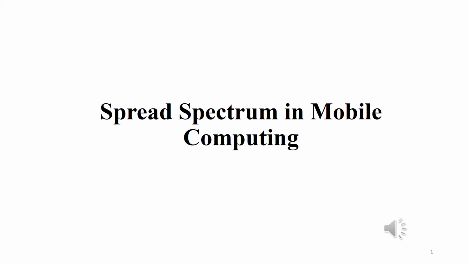Spread spectrum in mobile computing. It is a technique used for wireless communication in telecommunication and radio communication. In this technique, the frequency of transmitted signals such as electrical signal, electromagnetic signal or acoustic signal is deliberately varied and generates a much greater bandwidth than the signal would have if its frequency weren't varied.